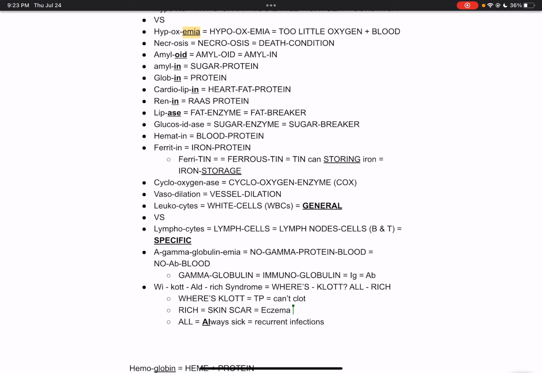So it wasn't even like that originally. It was like, where's your clot? You're supposed to be all rich and stuff, but you look like crap. That's the skin thing. And you're always sick. But then I put the always under this always sick to make it more regimented and easy to remember. Clotting, infections, eczema. So it's that triad. That's the only thing you're supposed to know about Wiskott-Aldrich. And it comes up and it's high yield.